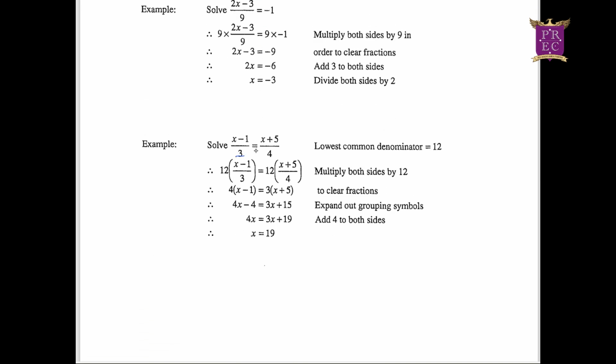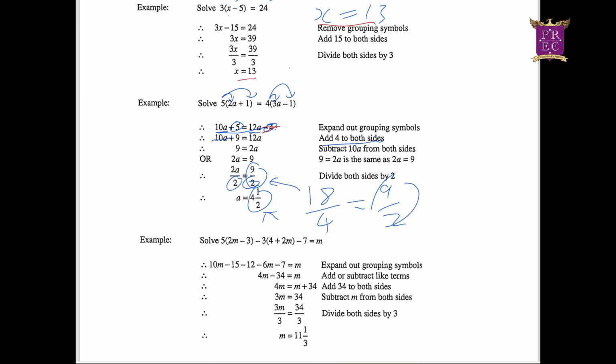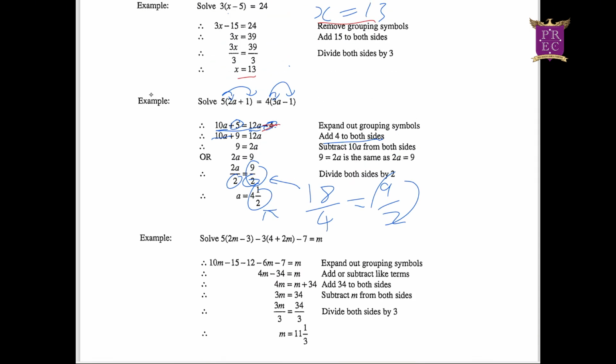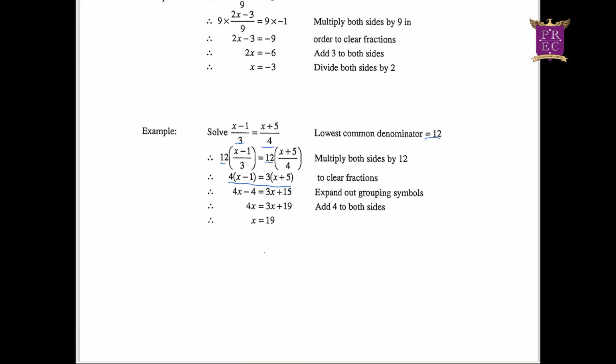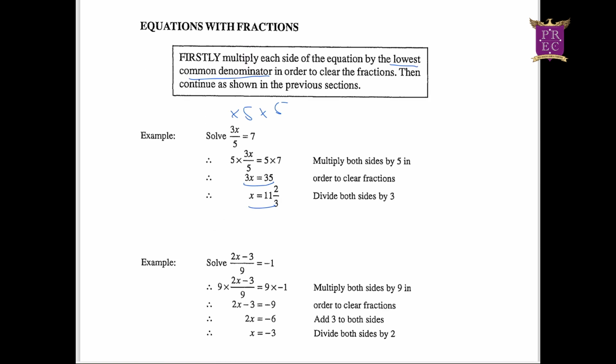Looking at this example here, the lowest common denominator of 3 and 4 is 12. So they've multiplied 12 on both sides of the equation, giving us this expression, which is very similar to this question. So you do the same process from this question up here to solve this expression here. So I'm not going to be going through that again.